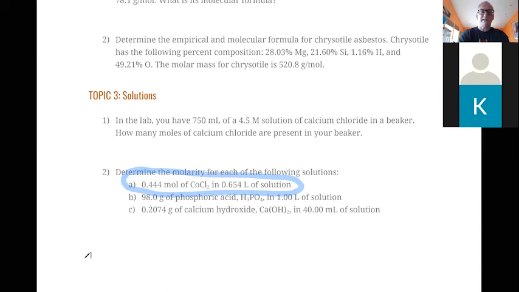So what about the molarity for this solution here? And what is this, CoCl2, what do we call that? Cobalt chloride. Right, cobalt chloride. I got 0.679. Sorry, what was the answer? 0.679 M. 0.679 molar, or moles per liter.